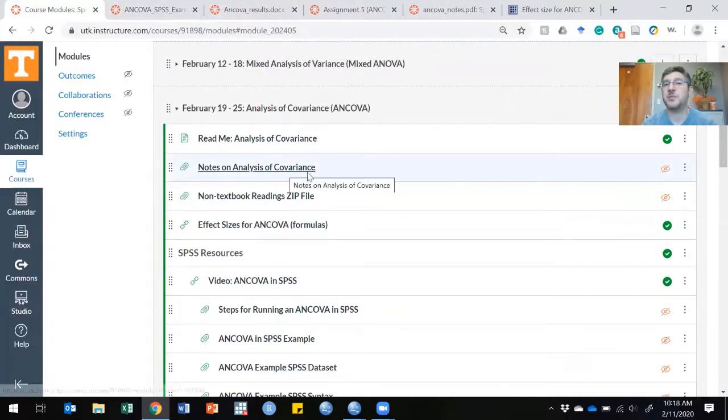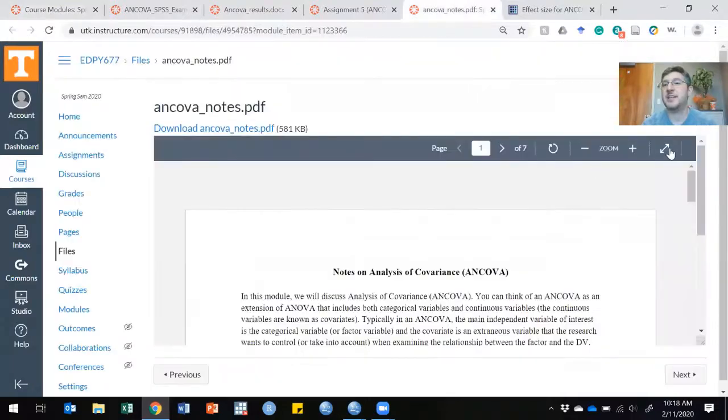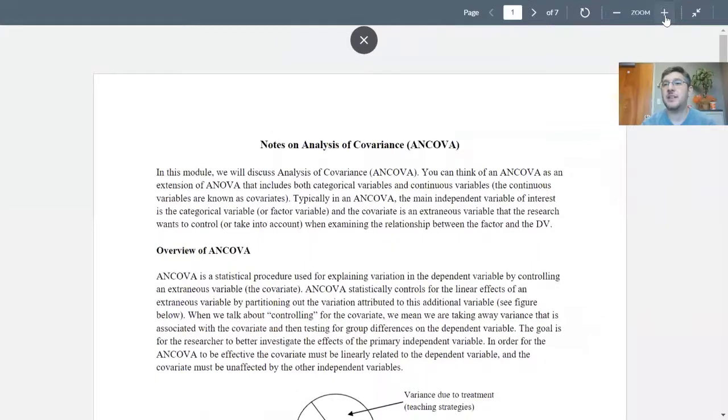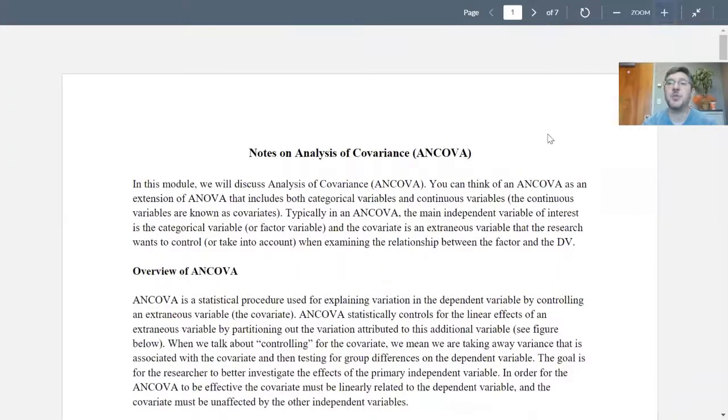I'm just going to run through some of the notes that I've made on ANCOVA. I'm not going to read all these to you. I'm just going to skim through it. You can read through it. If you have questions, always email me or post to the message board. Just get a general idea.